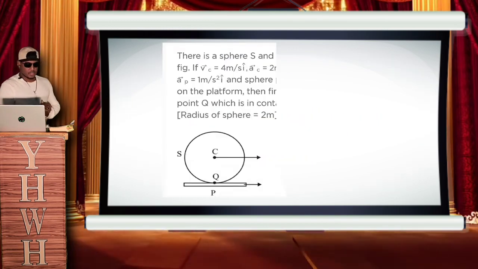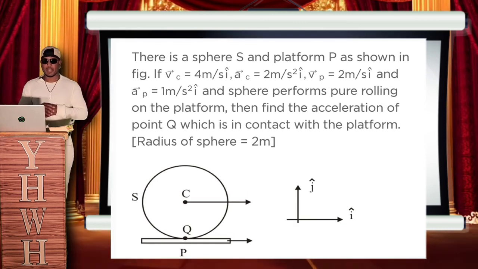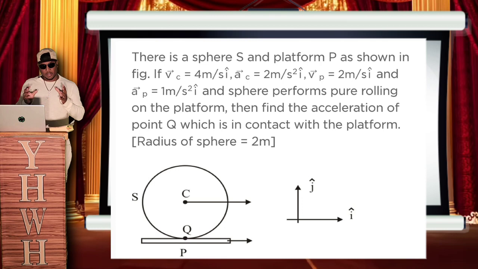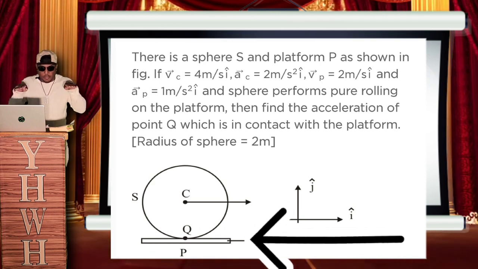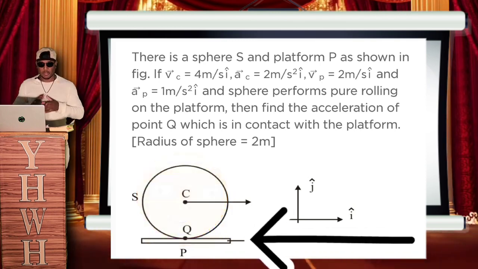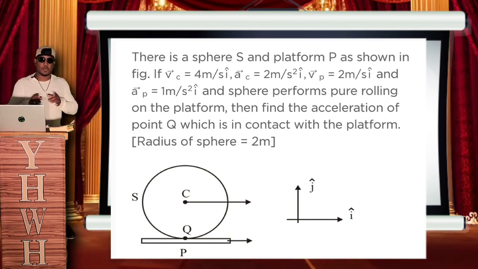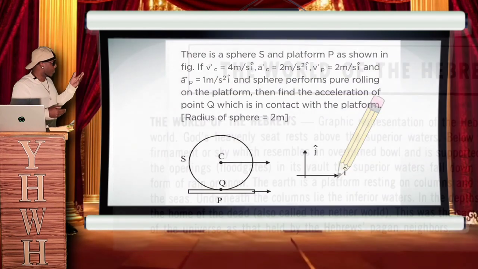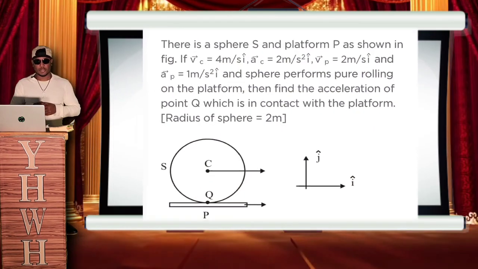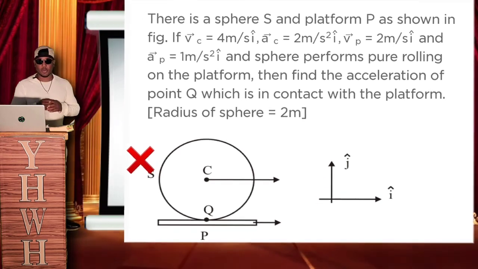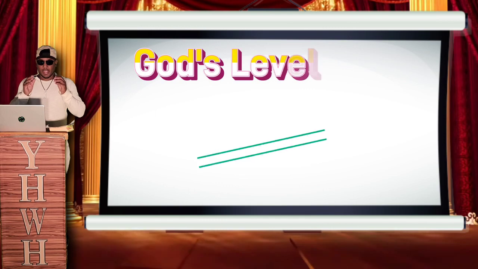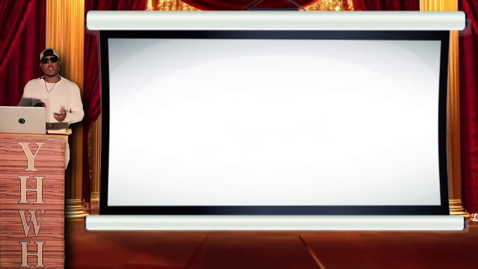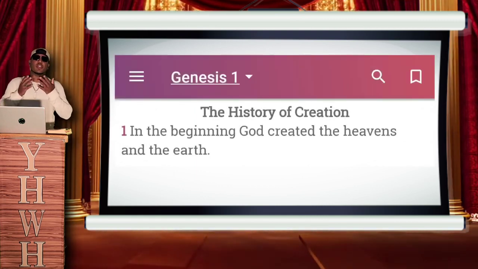Now, this image is showing a sphere, S, and a platform, P. The sphere, the round ball, is not the platform. That's the object resting on the platform, P. P is the level surface on which the sphere may rest. The Hebrew said the earth was the platform. As you can see, the platform is something level. So the world can't be S, the sphere. The world has to be P, the platform. This is real simple. And that's what it's meant to be. Real simple. All right, so now we're gonna go to Genesis chapter 1, verse 1, the history of creation.